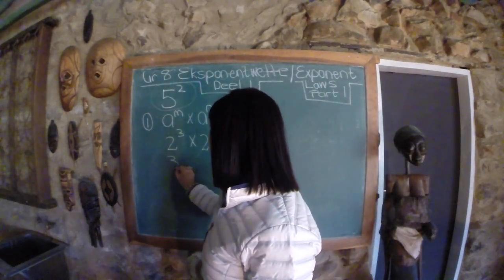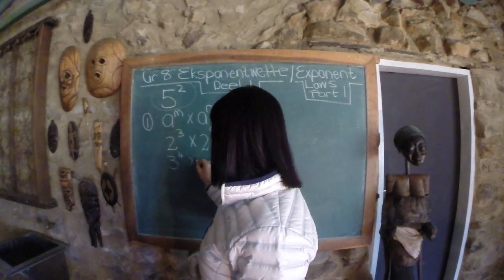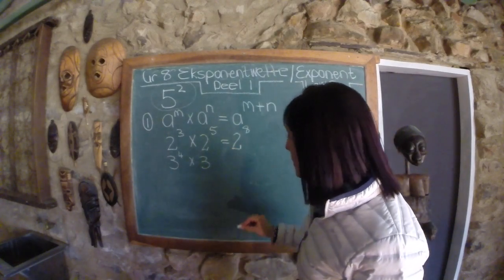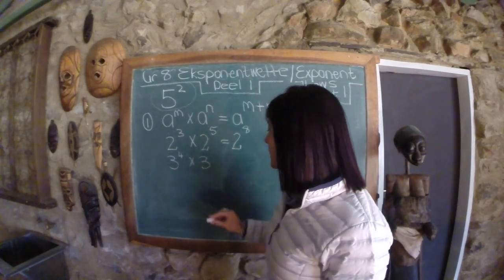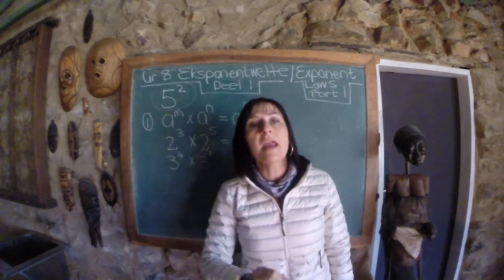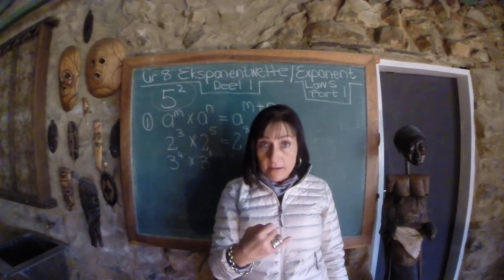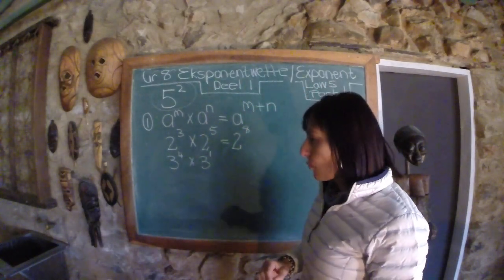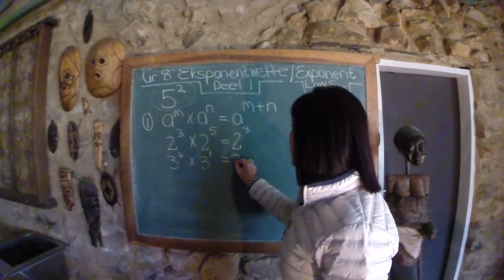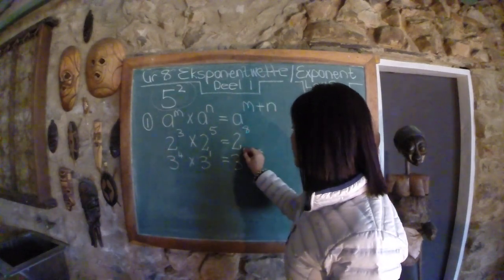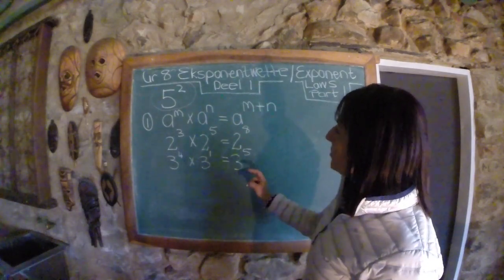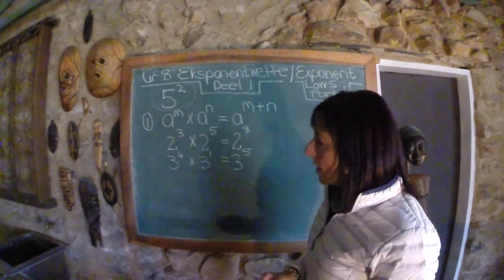Kom ons kyk dan nog 'n voorbeeld. 3 tot die mag 4 maal 3. Wanneer daar geen eksponent in 'n magte of in 'n uitdrukking te sien is nie, weet ons die eksponent is altyd 1. Nie 0 nie, because anything to the power of 0 gives you 1. So it's 3 to the power of 1 equals 3. Same rule. Basis stays the same. Add the exponents. Goed. Can you see how we apply exponent law number 1?